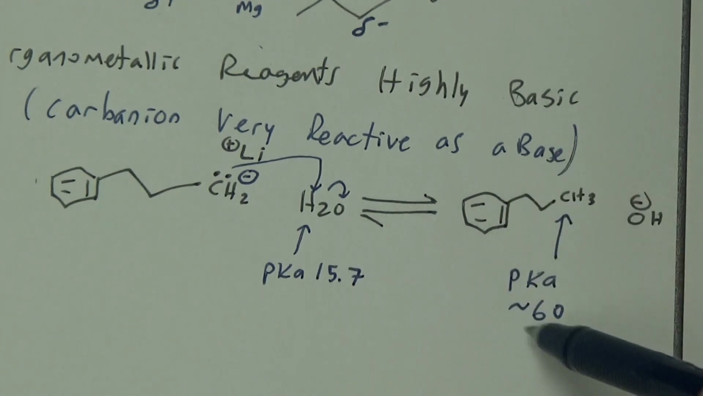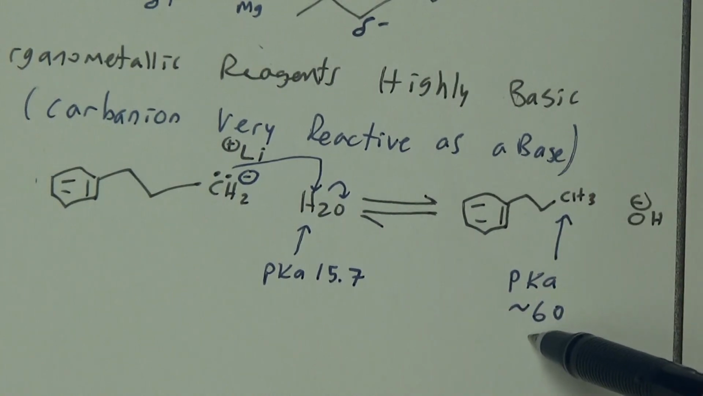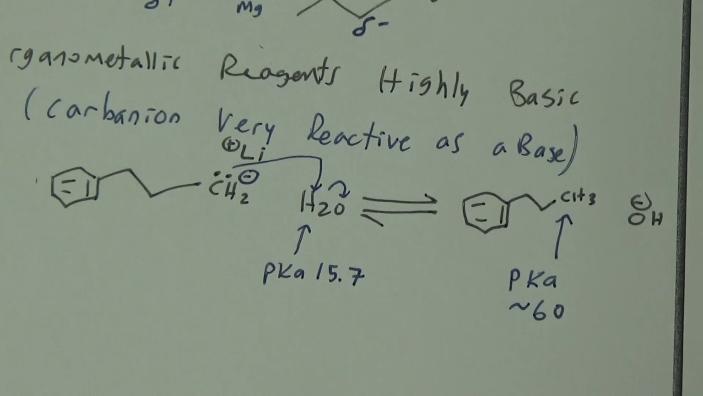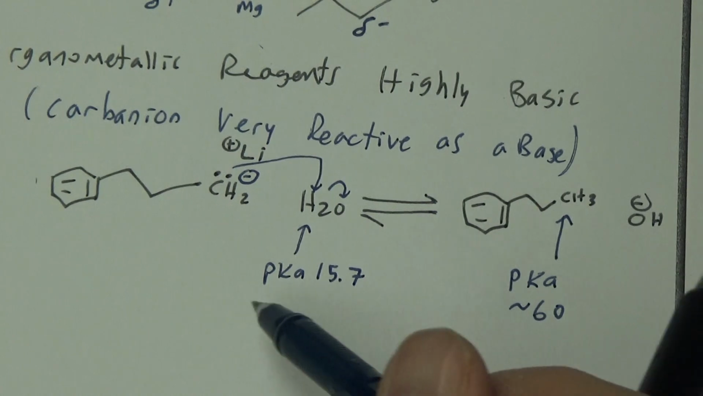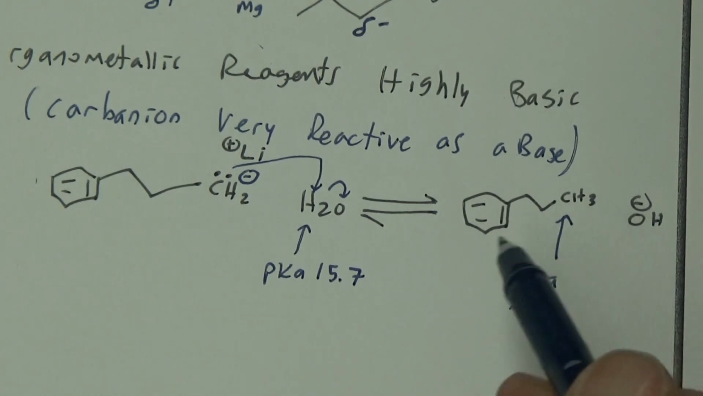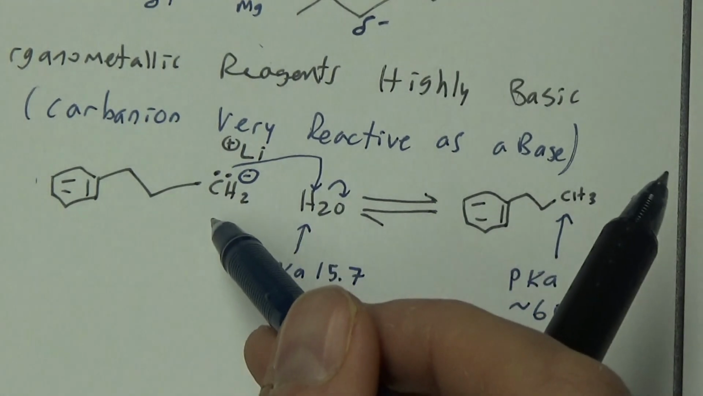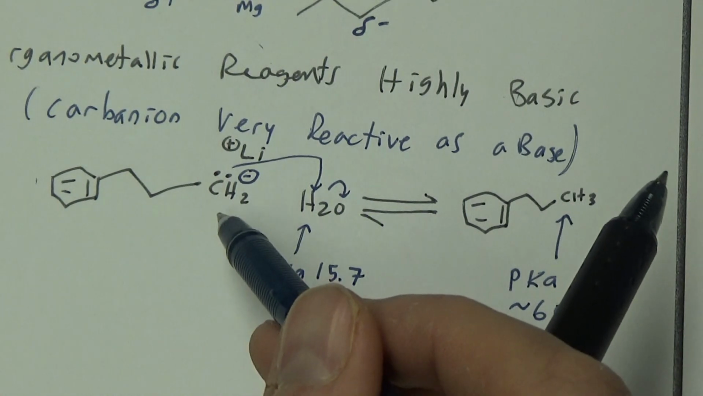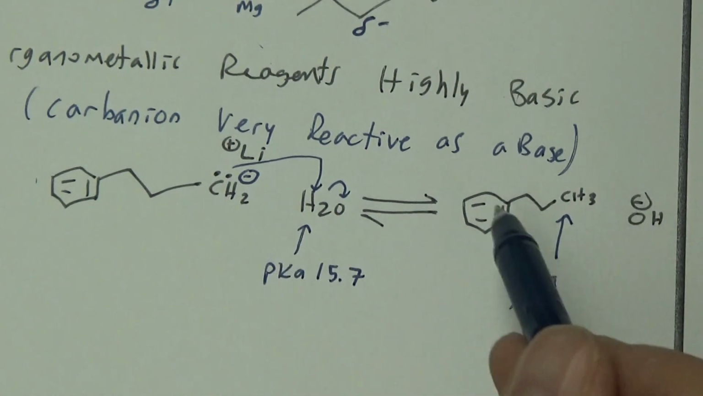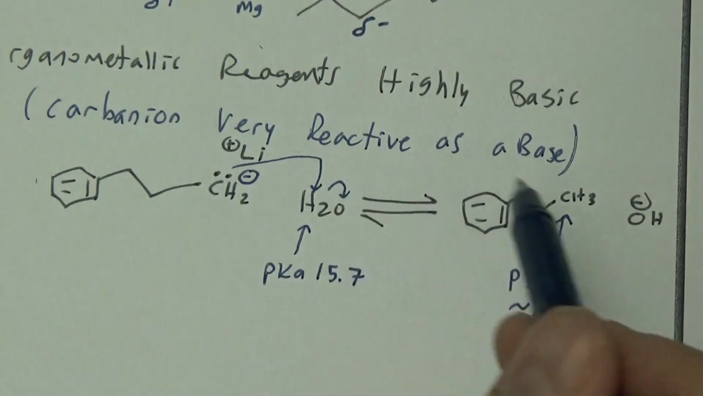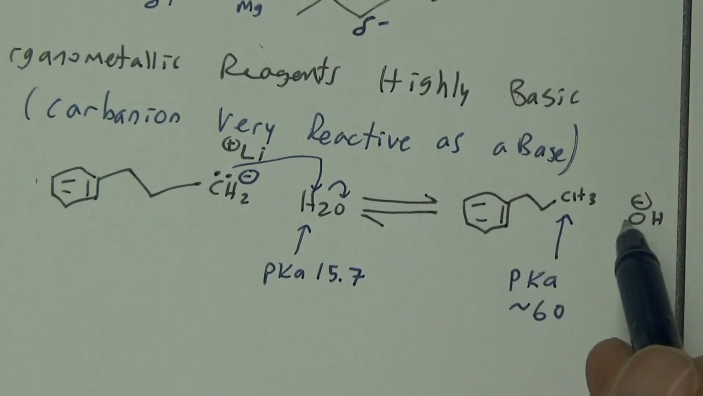the difference of these. But it's not just the difference, it's 10 to the difference. So the 10 to the difference is like 10 to the 45 almost. So it's like a 1 followed by 45 zeros, right? That shows you how insanely favored this reaction is to the right. This is so incredibly basic that it's quantitative. This will completely go to the right, and then we form this.